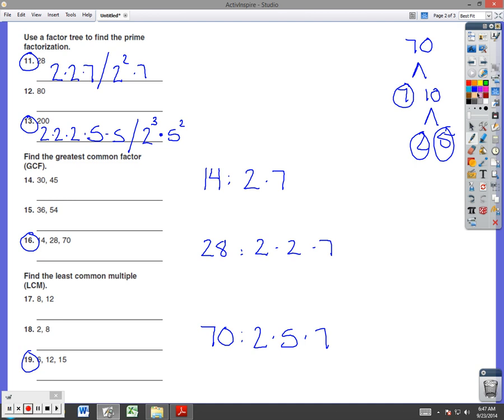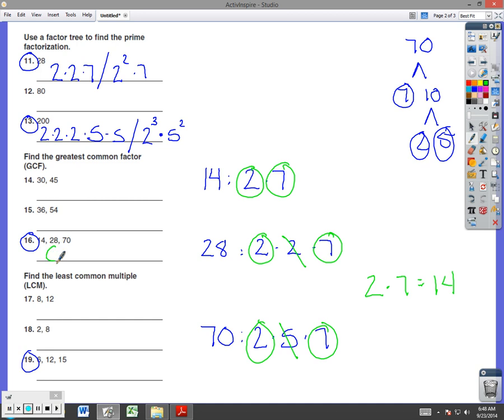Now remember, for GCF, greatest common factor, the factor must be common for all of them. I have a 2, a 2, a 2. I will pull that 2 out. Okay, I have a 7, and a 7. All three have a 7. I will pull that 7 out. Now, this has a 2, but not all of them have 2. Cross it out. This has a 5, but not all of them have a 5. Cross it out. 2 times 7 is 14. That means the GCF, the greatest common factor for these, is 14.